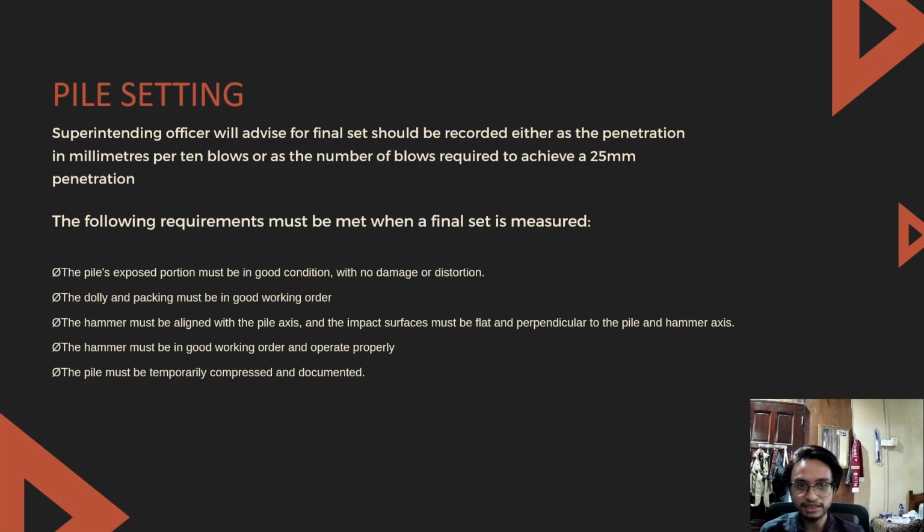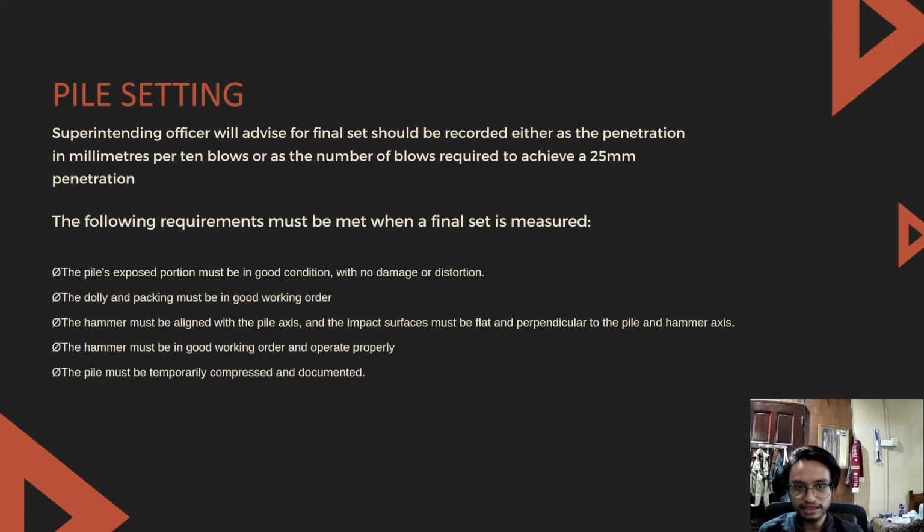Next is pile setting. The superintending officer will advise how the final set should be recorded, either as the penetration in millimeters per 10 blows or as the number of blows required to achieve a 25 mm penetration. For the final set measured, this requirement must be met.